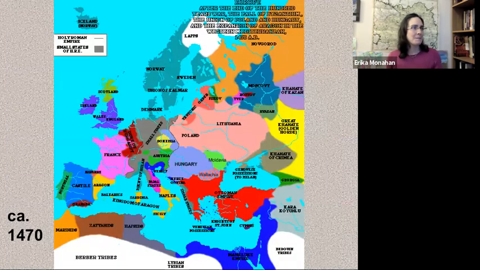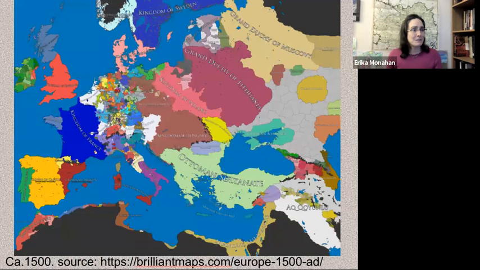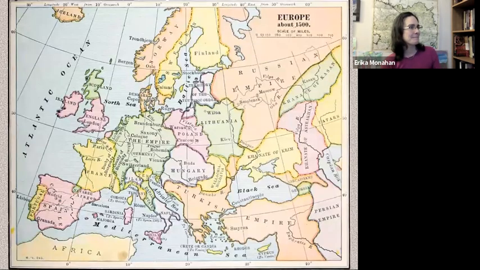Here is a map slightly different in 1470. We could do this for a really long time, and you can find all kinds of maps, and it can be a fun exercise to drill down and attempt to determine the historical accuracy of them. Here's a map of around 1500, and here's another map of about 1500 looking quite different.